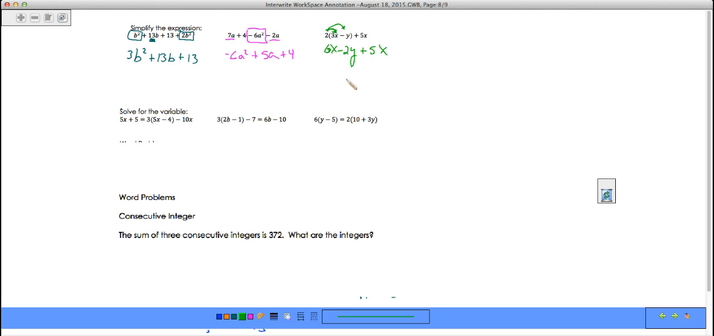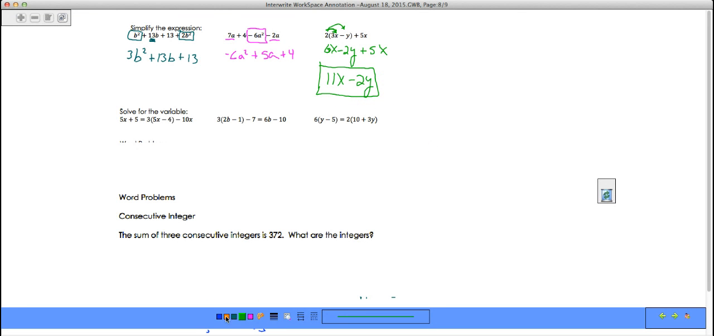Now I'm checking for like terms. Well, I have a 6x and I have a 5x. So those are like terms. I can put those together. 6x plus 5x is 11x. Now I've combined all my like terms and I am finished. There's my answer.